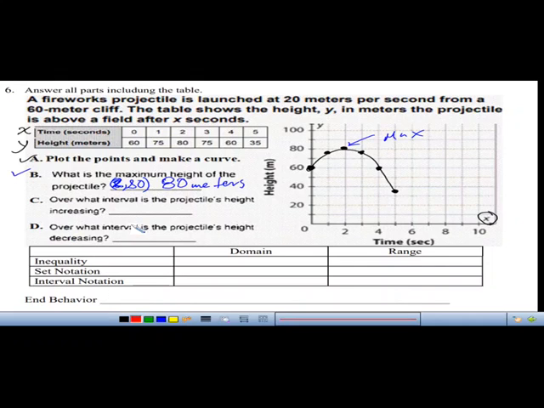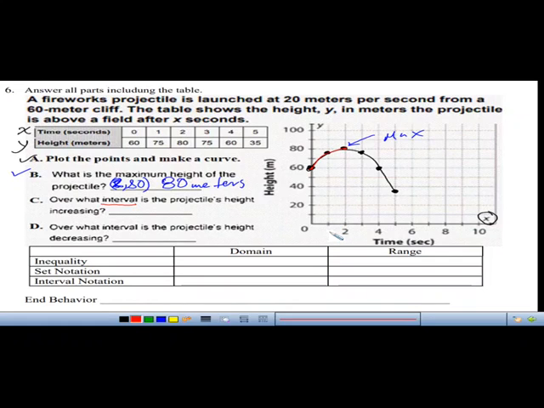I'm going to switch to red. Part C, it says, over what interval, notice the vocabulary here, they wanted it in what? Interval notation. Over what interval is the projectile's height increasing? All right, so let's start from here, from 60. I'm going to follow the curve that I just drew, and let's find out where it's increasing. So it starts here, it's increasing, increasing, increasing, increasing up to right here.